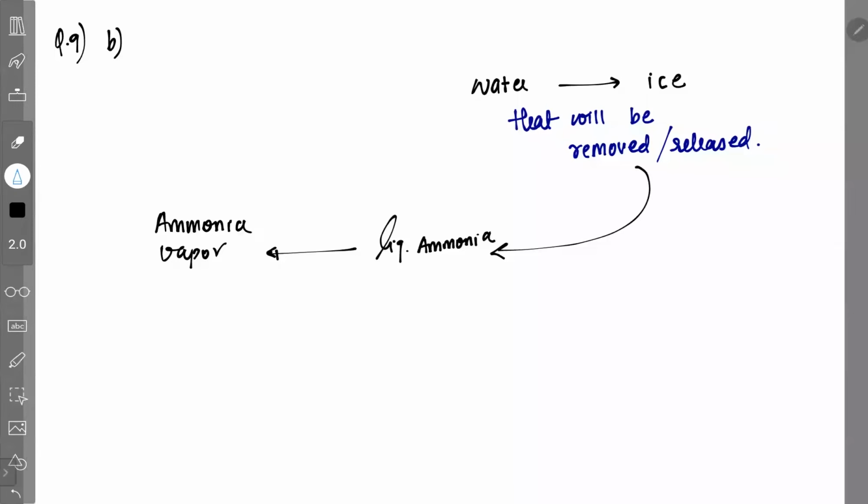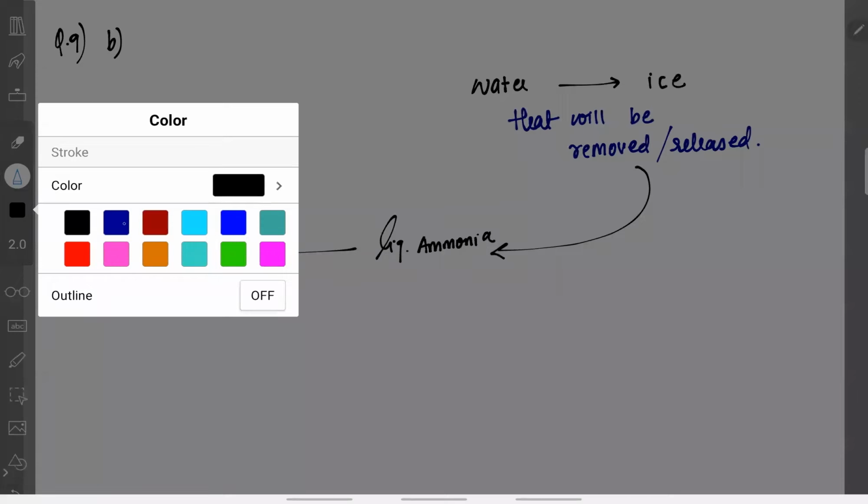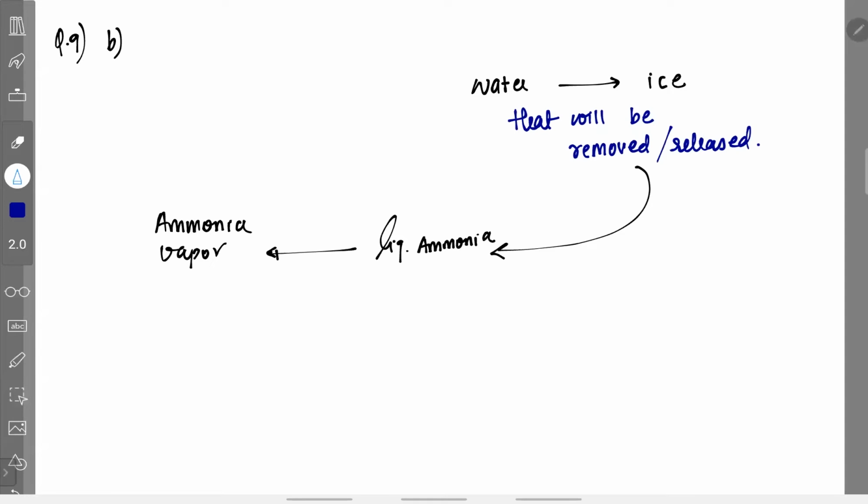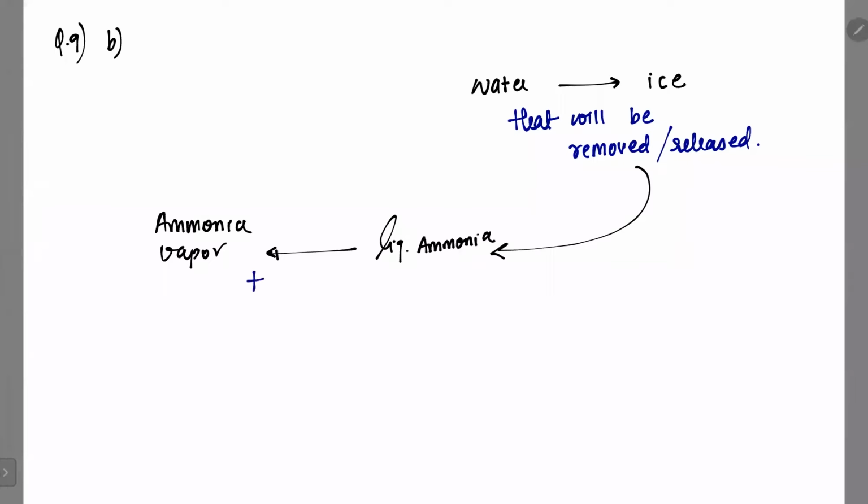Now tell me, if liquid ammonia wants to get converted into ammonia vapor, will it absorb heat or will it release heat? Dhyan se. Liquid ammonia wants to get converted into vapor, so it will absorb heat. So can I say that heat will be absorbed? Do you agree with me?